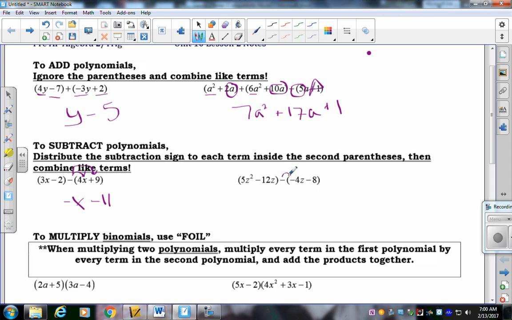Over here, same thing, I distribute it, and I get plus 4z and plus 8. So I have 5z squared, so nothing to combine it with. Negative 12z plus 4 is negative 8. And then just a positive 8 because I changed its sign.